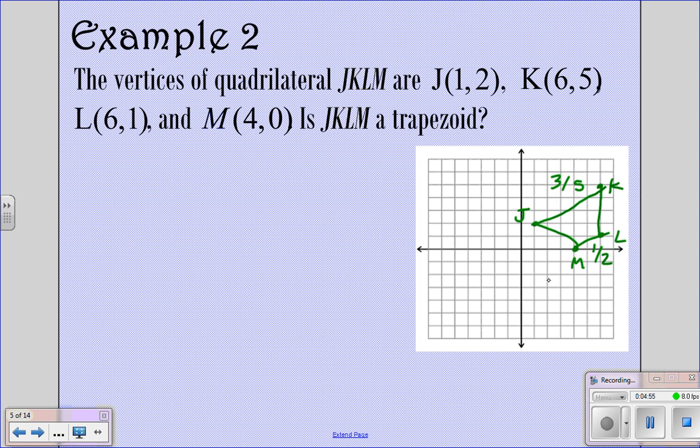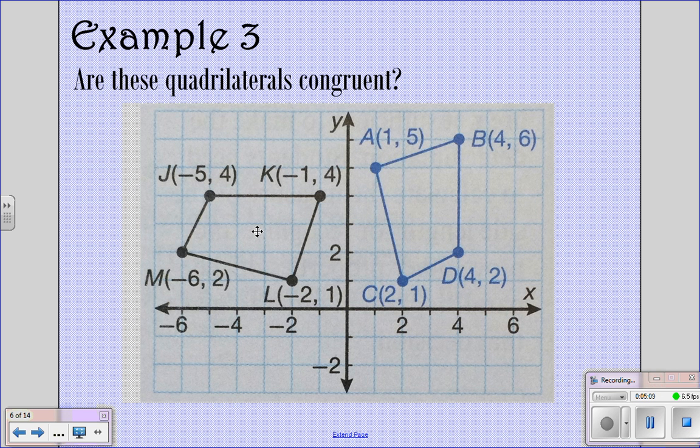So is it a trapezoid? Well, are these two sides parallel? No, so it is not a trapezoid. And the reason is because it does not have one pair of parallel sides. Looking at the next example, are these quadrilaterals congruent? So the way that we figure out if they are congruent is to figure out the distance of each side.